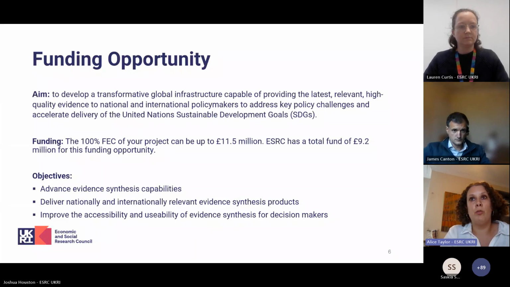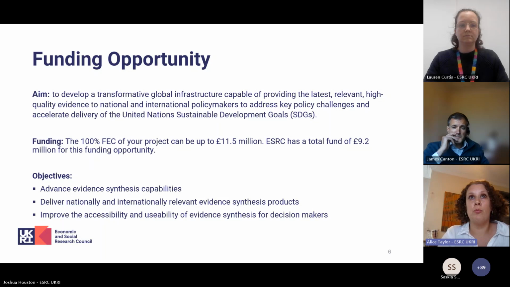The second broad set of objectives is around developing and delivering nationally and internationally relevant evidence synthesis products. And here we expect the application to contain a series of demonstrator projects, which are focused on topics of international interest. And we would ask that you use the nested report that James just mentioned to identify these areas, and we suggest that you select 3 or 4. You'll also need to consider alignment with the UN SDGs and evidence you've responded to user need.